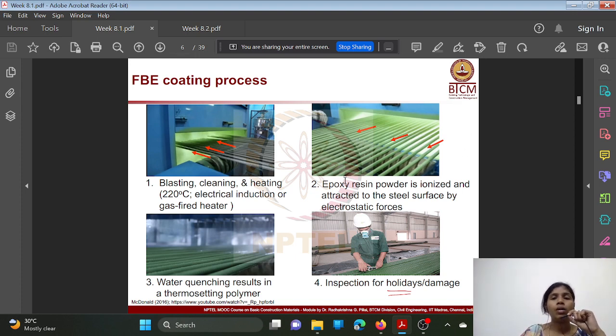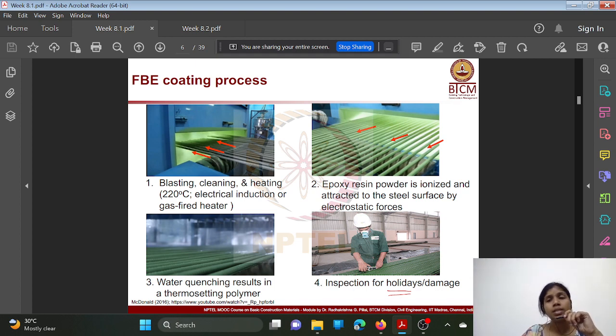See, after this second step, the rebar will already be heated up. Quenching is nothing but, to reduce that heat we will be immersing it in water. We will be dipping the rebars in the water. So water quenching results in a thermosetting polymer. Because of this water quenching process, the epoxy coating will be bonded to the steel bar, bonded to the rebar. Okay, and after this it will be inspected for holidays or damage.